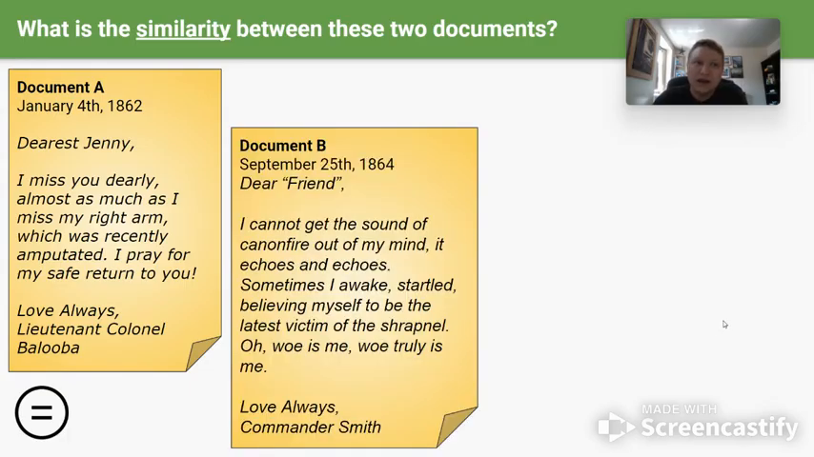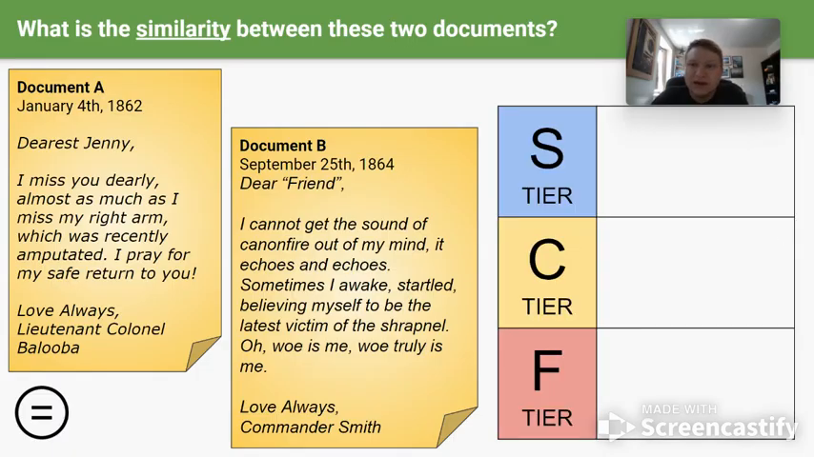Isn't that beautiful? Document B goes, "Dear friend, I cannot get the sound of cannon fire out of my mind. It echoes and echoes. Sometimes I awake, startled, believing myself to be the latest victim of the shrapnel. Oh, woe is me. Woe truly is me." So these are two documents from around the same time period, and we can assume from the same conflict. We don't quite know, because they're made up. But let's see what some different tier responses could be.